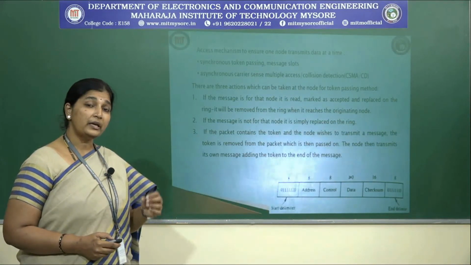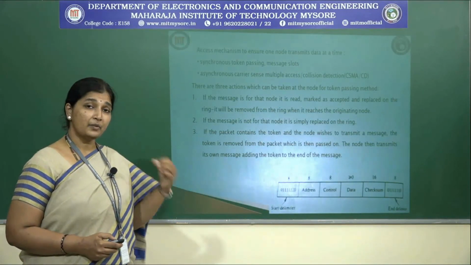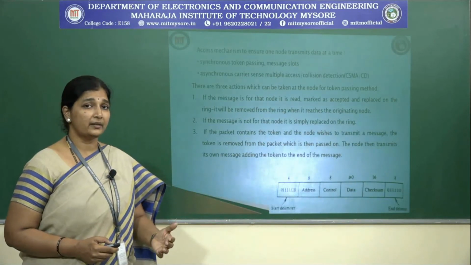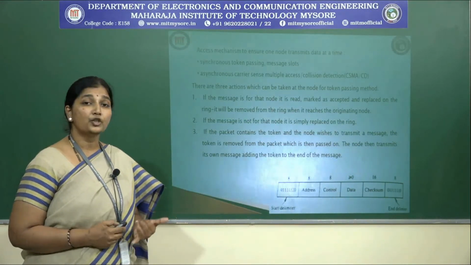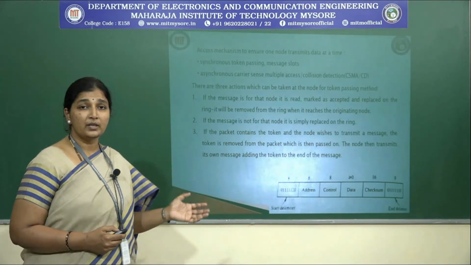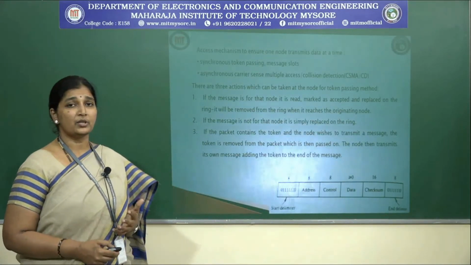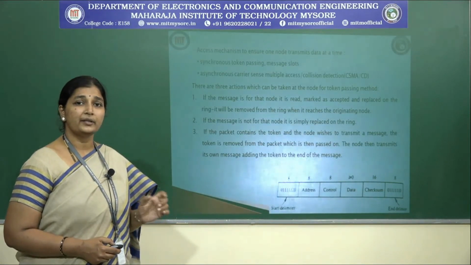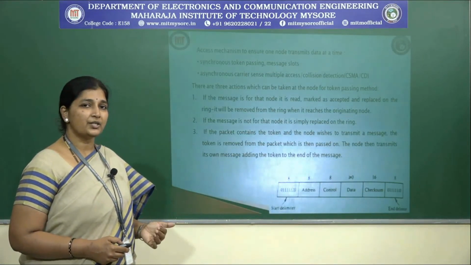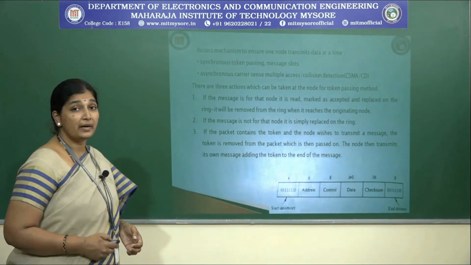So to ensure that the information reaches from the source to the destination is vital, isn't it? That is the main purpose of any communication. The system should be efficient. Whatever information is sent from the source has to reach the destination at the stipulated time. That is a major entity of your entire communication system. The access mechanism plays a vital role.